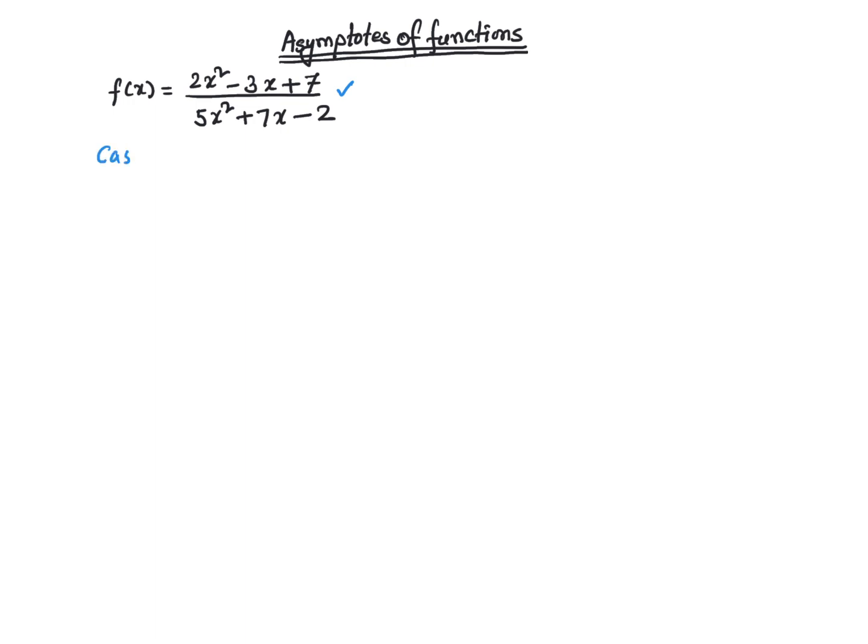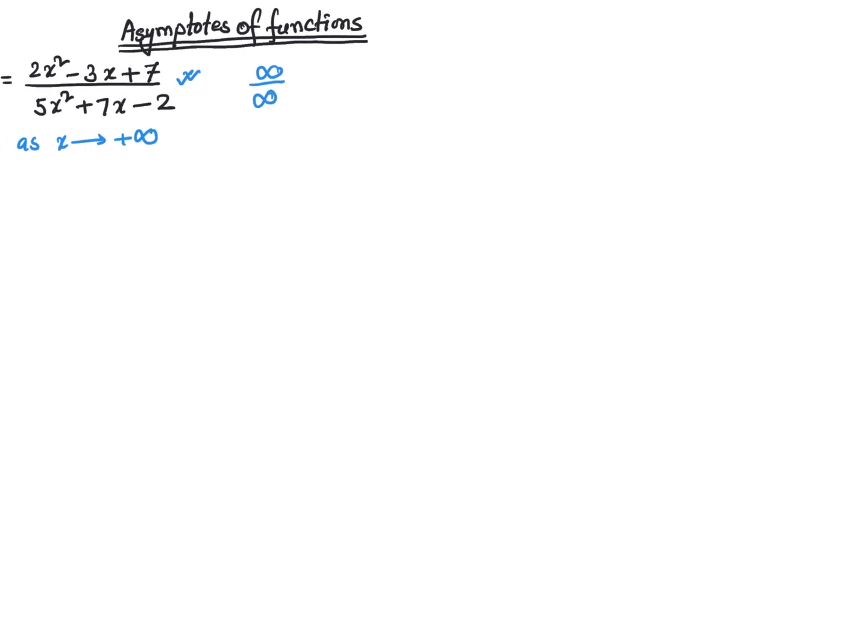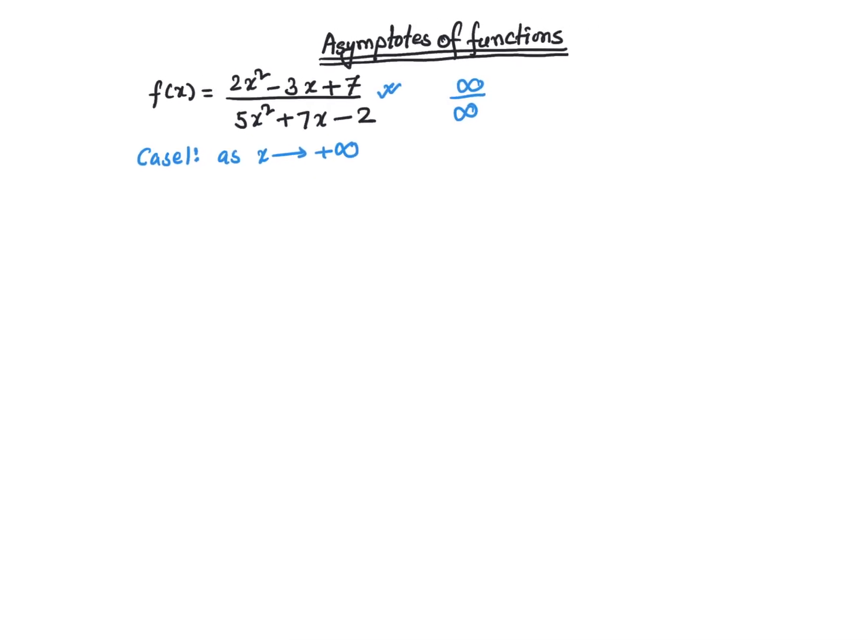So let's say my case 1. As x approaches positive infinity, what happens to this function? As it is, it kind of looks like it's an infinity over infinity situation. That means the numerator goes to infinity and the denominator goes to infinity as well. So we don't know what value it is approaching. Please do keep in mind infinity over infinity is not equal to 1, by the way.